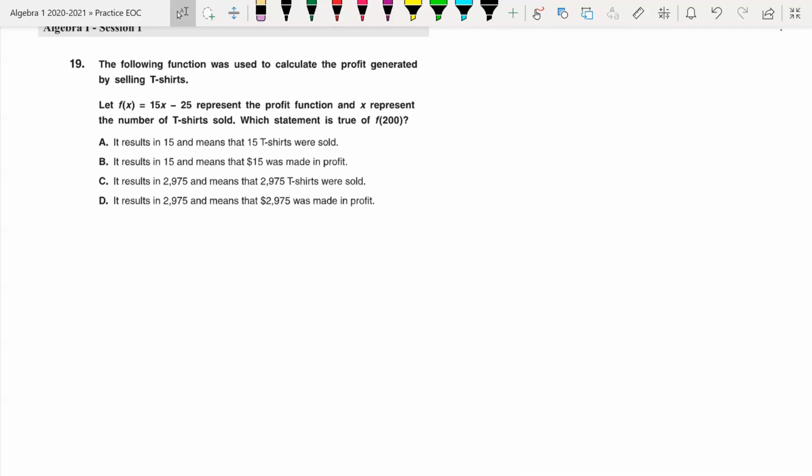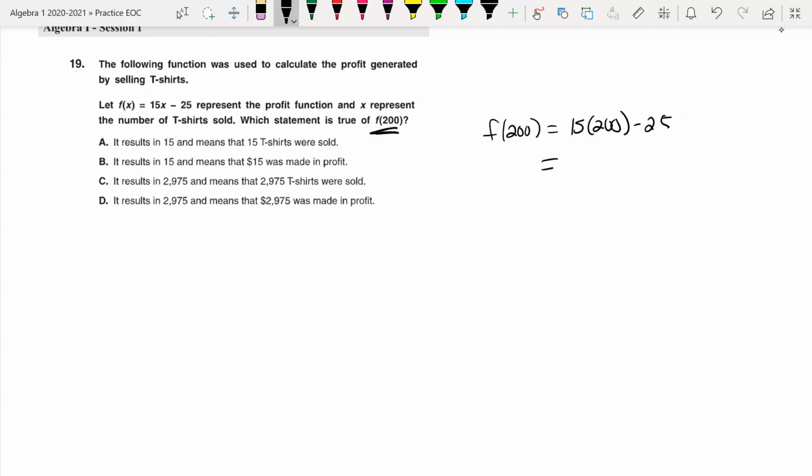So then 19, it says the following function was used to calculate the profit generated by selling t-shirts. Let f of x equal 15x minus 25 represent the profit function, and x represent the number of t-shirts sold. Which statement is true of f of 200? Well, f of 200 just means you're going to plug it in and solve it. So f of 200, I'm going to plug it in for the x and see if I can get that.